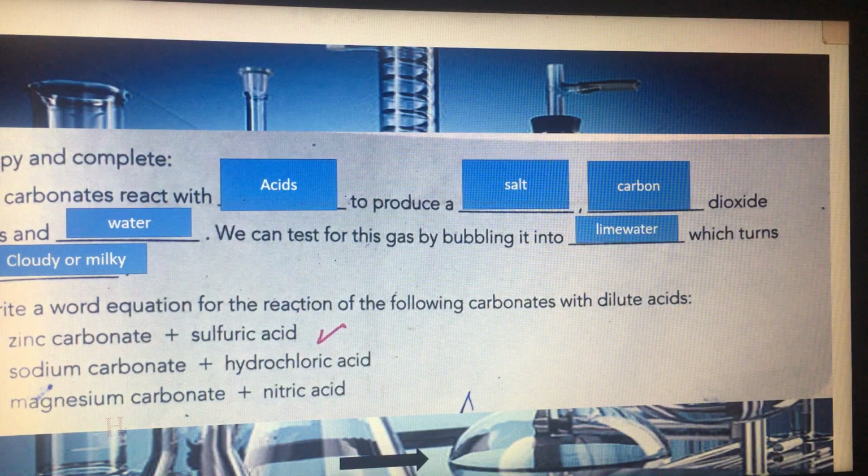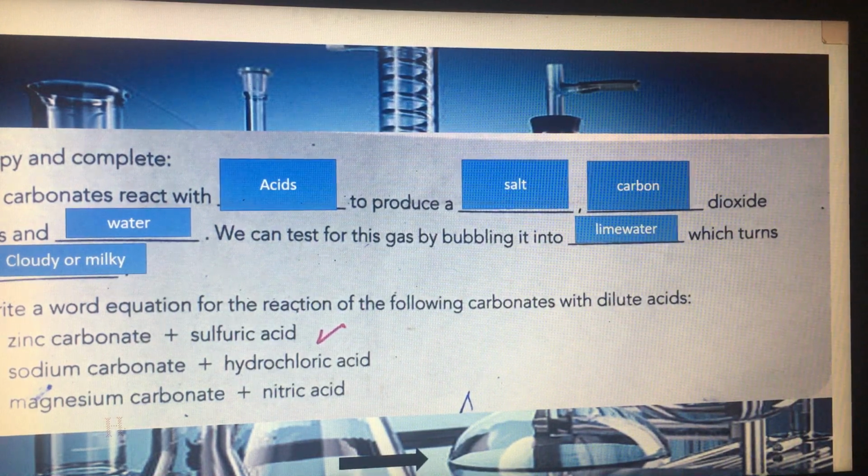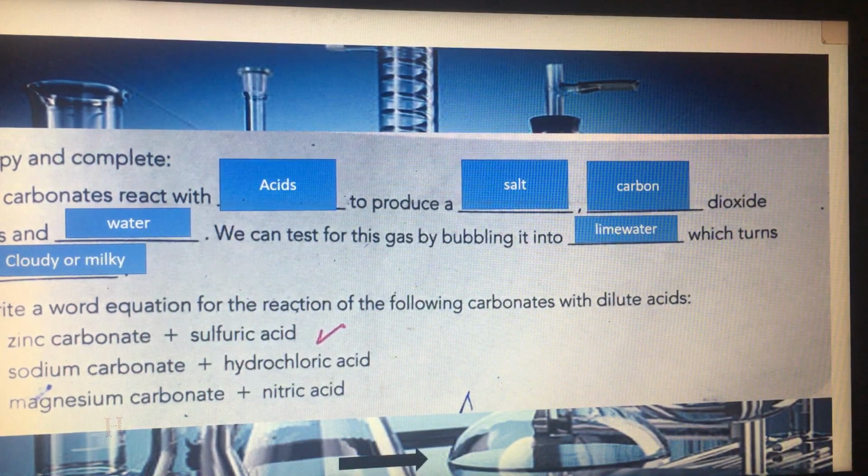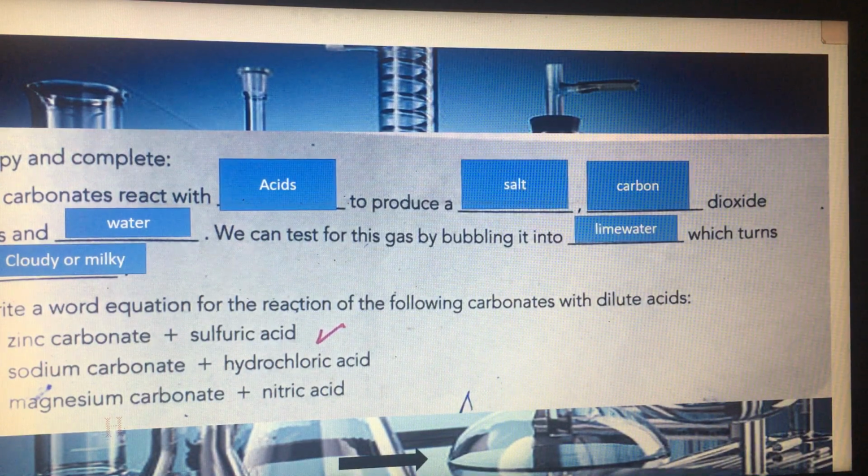Now question number 2. Write a word equation for the reaction of the following carbonates with dilute acids. The first one, zinc carbonate and sulfuric acid. As we said, we take the type of carbonate, which is zinc carbonate, with the type of acid, sulfuric. After the reaction, the sulfuric acid turns into sulfate. So the salt will be zinc sulfate, with water and carbon dioxide.